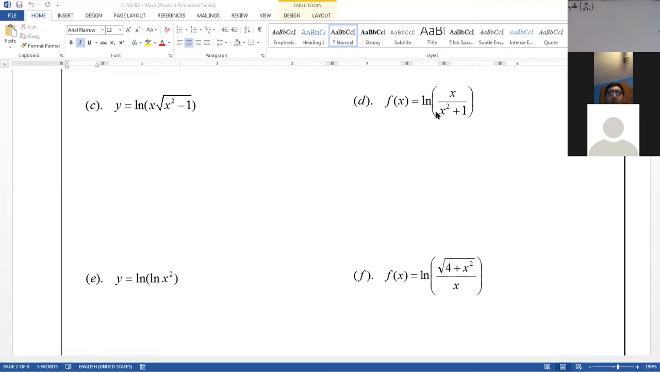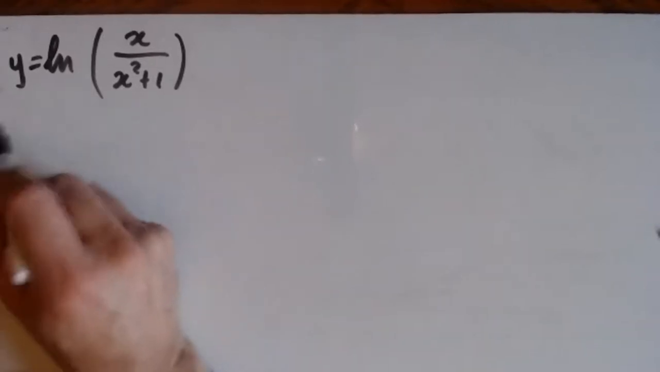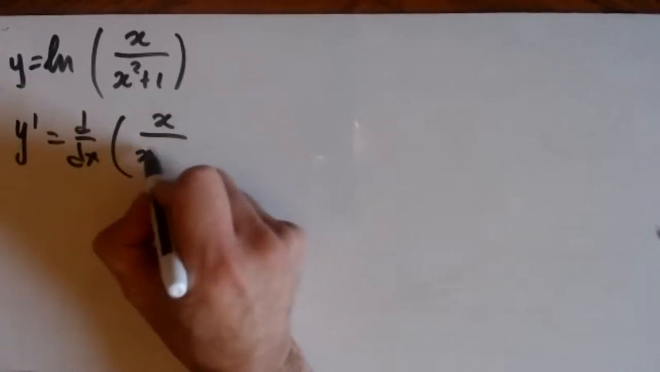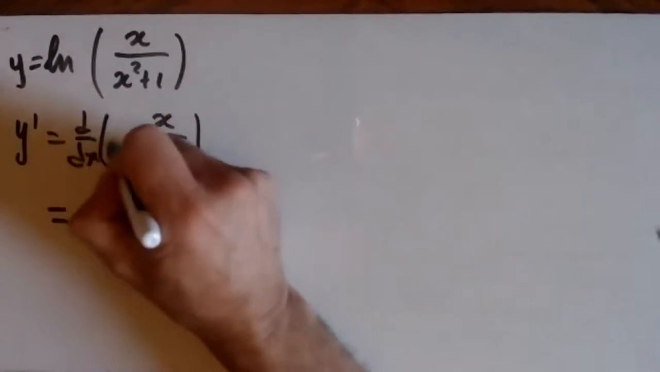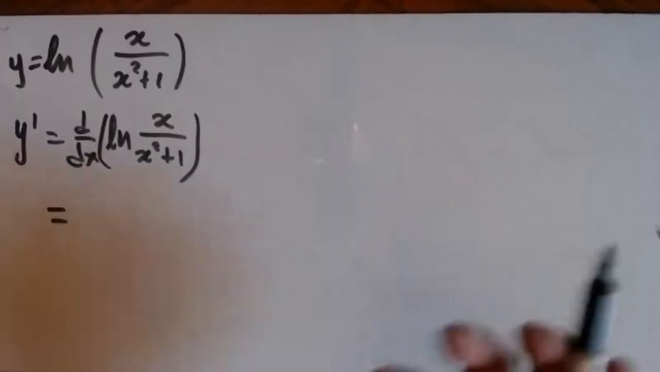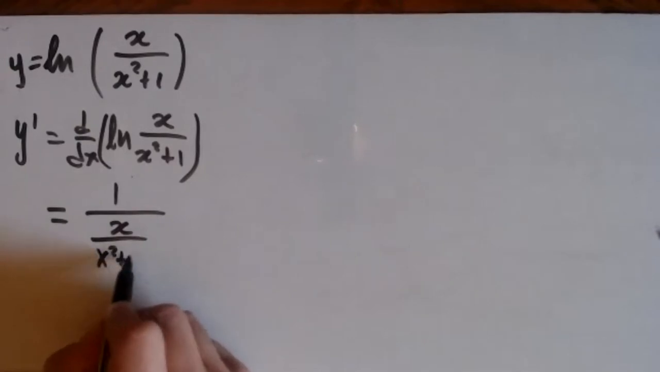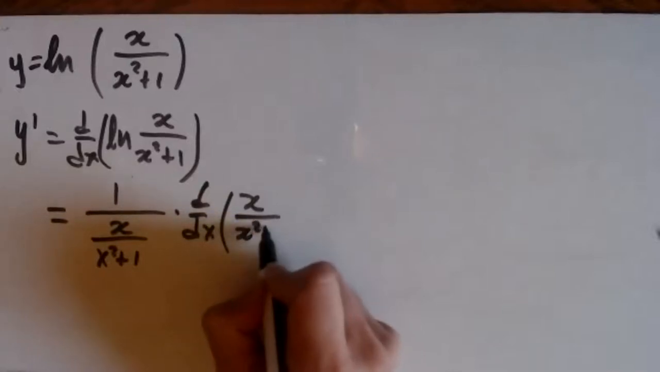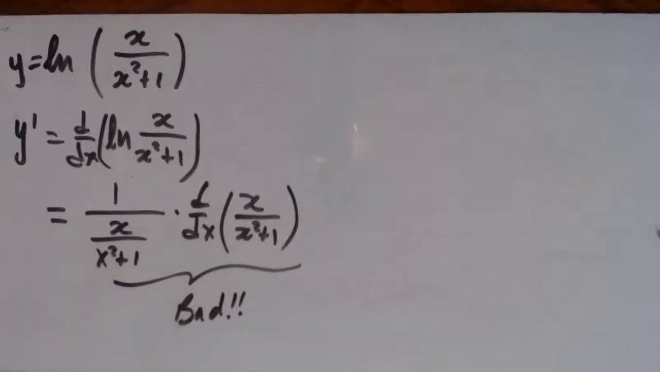Okay, I have it in my board. So let me just go here. So this is my expression, so I need y prime. y prime is the derivative with respect to x of ln of x over x squared plus 1. Well, ln, right? And I know the formula: the reciprocal of x over x squared plus 1 times the derivative of x over x squared plus 1. And again, this is bad, correct?